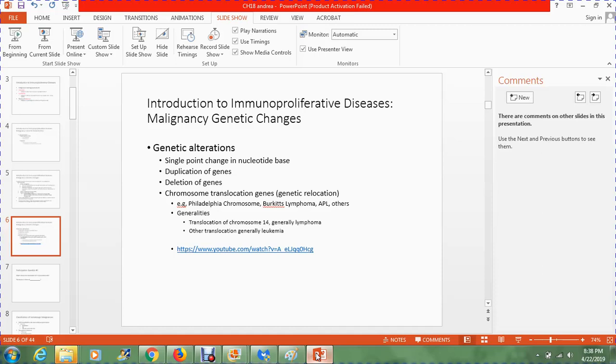And obviously we know about CML, but APL, acute promyelocytic leukemia. We're not going to cover that today, but in your lifetime, you're probably going to have to know that translocation. And that's going to be one of the things that maybe will help you to remember it over time. This may or may not help. I thought it was a great little video for this.